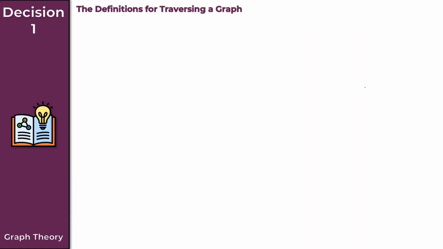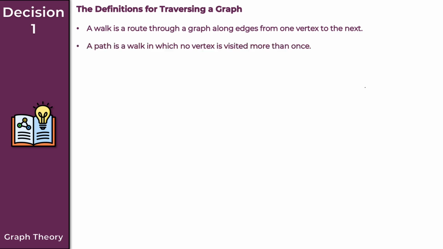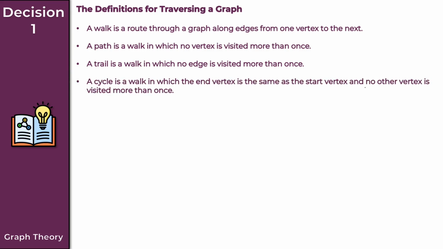Let's quickly run through some definitions for traversing a graph. A walk is a route through a graph along edges from one vertex to the next. A path is a walk in which no vertex is visited more than once. A trail is a walk in which no edge is visited more than once. So it's pretty similar to a path, but the difference is that no edges are visited more than once, as opposed to vertices. A cycle is a walk in which the end vertex is the same as the start vertex, and no other vertex is visited more than once. Finally, a Hamiltonian cycle is a cycle that includes every vertex.